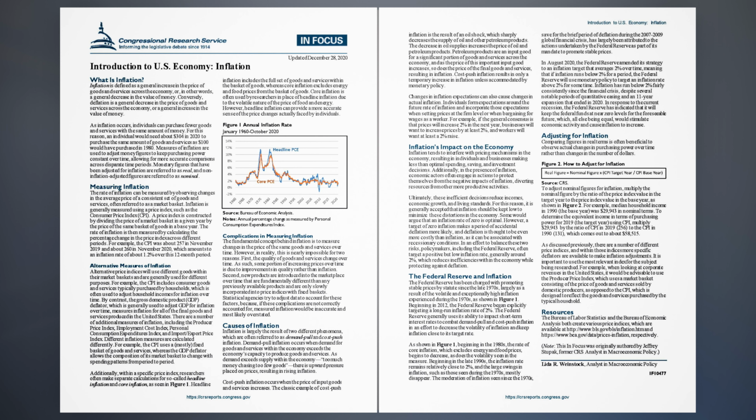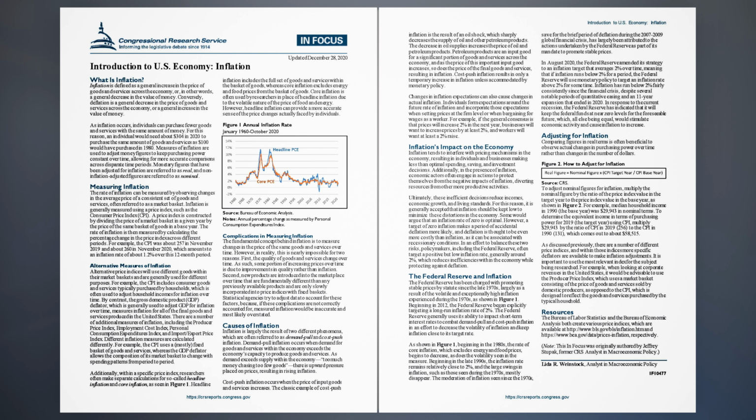Alternative measures of inflation. Alternative price indices will use different goods within their market baskets and are generally used for different purposes. For example, the CPI includes consumer goods and services typically purchased by households, which is often used to adjust household incomes for inflation over time. By contrast, the gross domestic product (GDP) deflator, which is generally used to adjust GDP for inflation over time, measures inflation for all of the final goods and services produced in the United States.